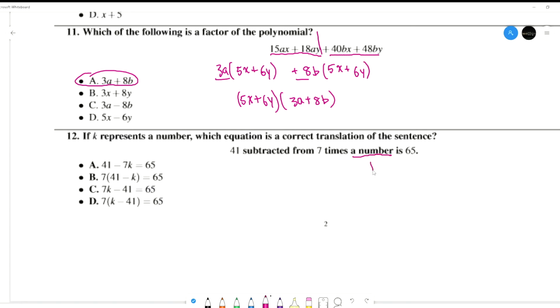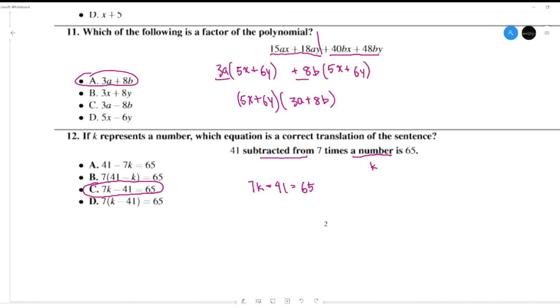So this is k. So 41 subtracted from 7 times k. So I have 7 times k, and 41 is subtracted from that. So that's why this is minus 41. Then the equal to symbol and equal to 65. So what is that? 7k minus 41 is 65. Answer C.